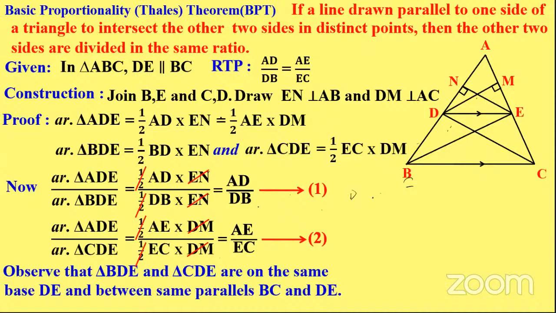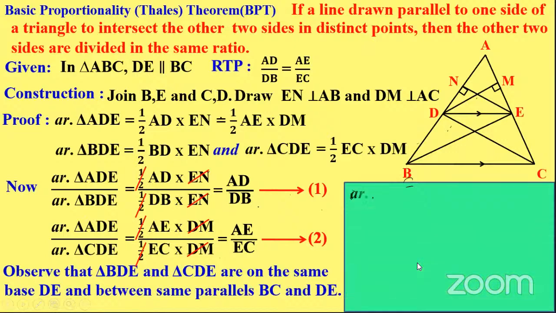Yesterday I was explaining one theorem. If two triangles having the same base lie between the same parallels, then their areas are equal. So according to this statement, area of triangle BDE is equal to area of triangle CDE. They are equal in area.